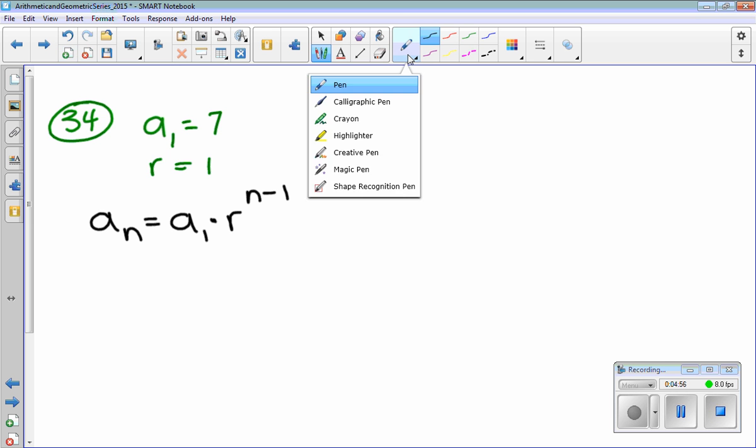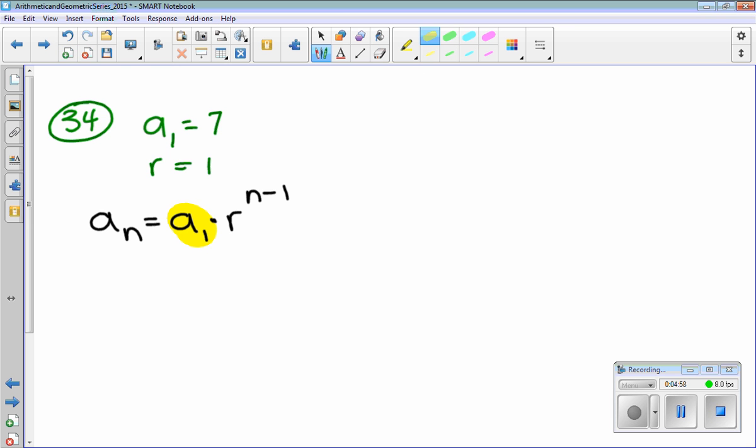So we're going to replace in this formula here the a sub 1 with the 7, and we're going to replace the r with the 1. Okay? So my formula is going to be 7 times 1 to the n minus 1. Questions? Is it 0.1? Let me double check. I believe you. No, it's actually 1. Maybe you just copied it down wrong. It's actually positive, just plain old 1.